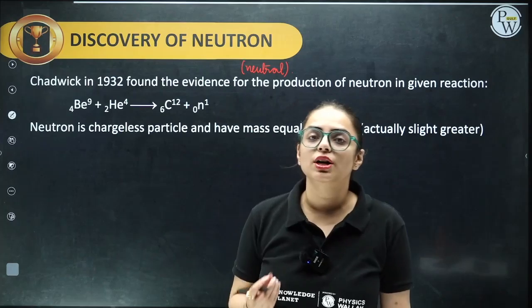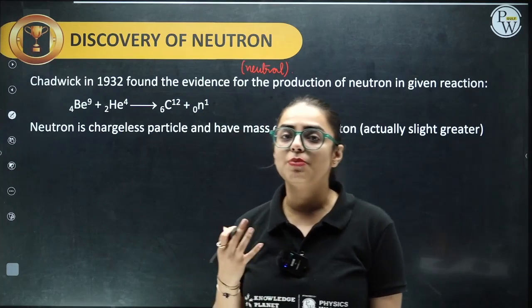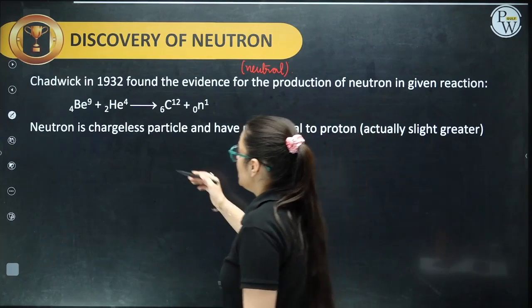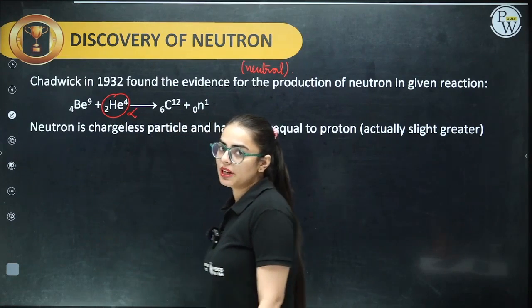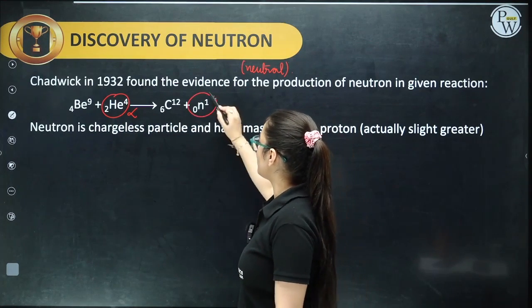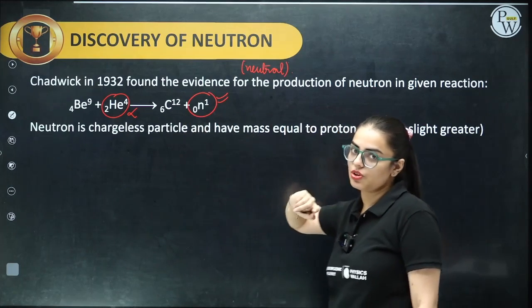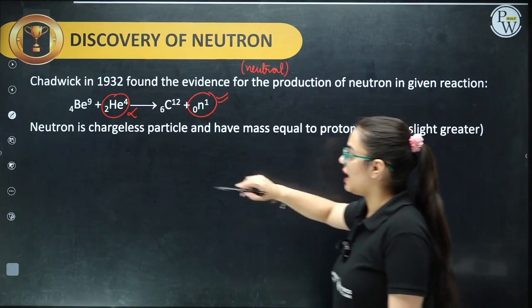So basically, when you bombard an alpha particle on beryllium. Now, helium basically is an alpha particle. So you are bombarding an alpha particle on the beryllium. You are going to obtain what? You are going to obtain neutron, and carbon is released. Now, what is this 9 and 4 over here?